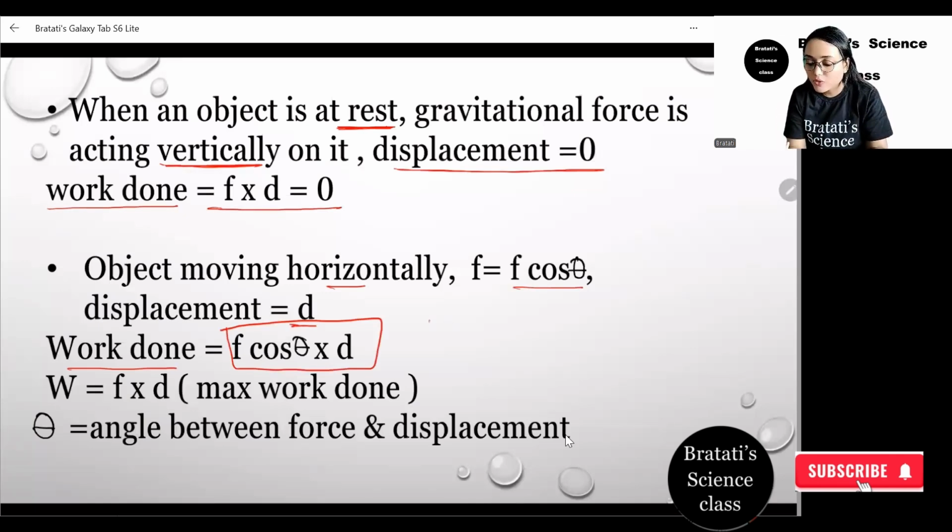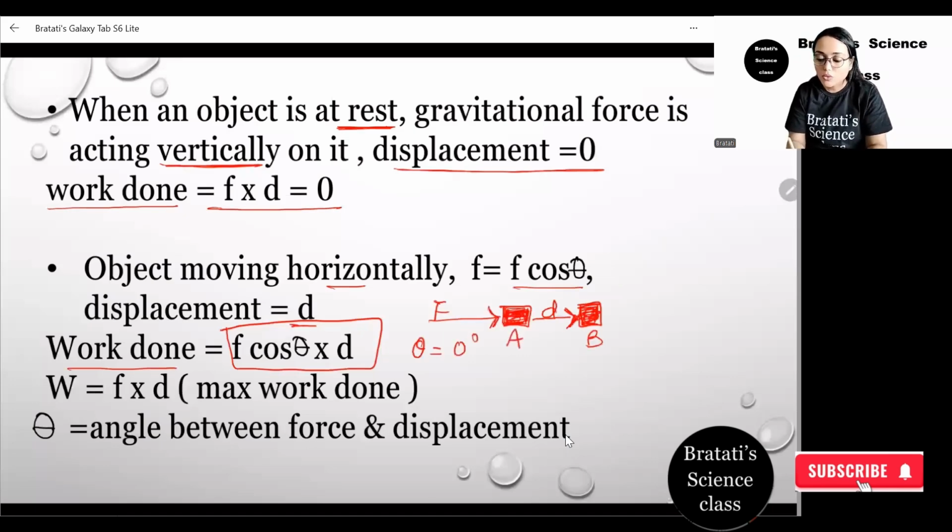Now, if the force is being applied on this object and the object is at point A, from point A the object will move to point B, the same object is now at point B. So there is a displacement of D. The force and the displacement are in the same direction, which means the angle between them is 0. So here theta is 0 degree. We know cos 0 degree equals 1. That means W equals F into D.